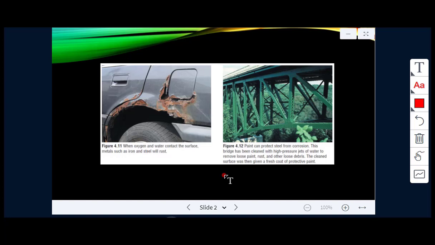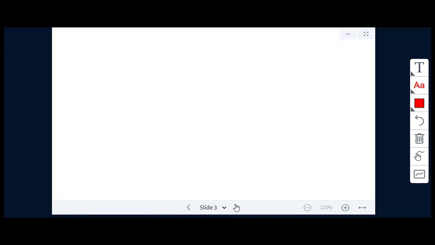This bridge was cleaned with high pressure jets of water that remove any loose paint, rust and other loose debris. Then the clean surface was painted with a fresh layer of protective paint. And that's one method of solving the problem of corrosion.